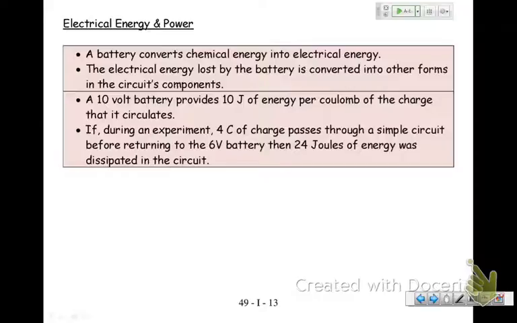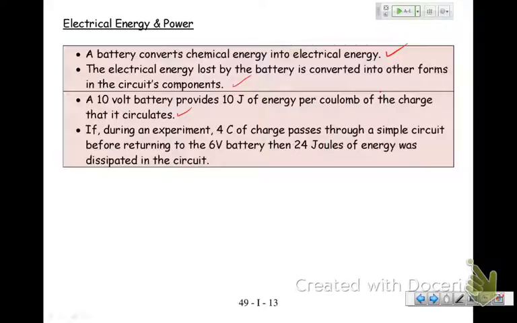So we're going to talk about electrical energy and power. A battery converts chemical energy into electrical energy. Electrical energy lost by the battery is converted into other forms in the circuit's components. Could be sound in a speaker, could be light in a light bulb, could be heat in a resistor. A 10-volt battery provides 10 joules of energy per coulomb of charge that flows.